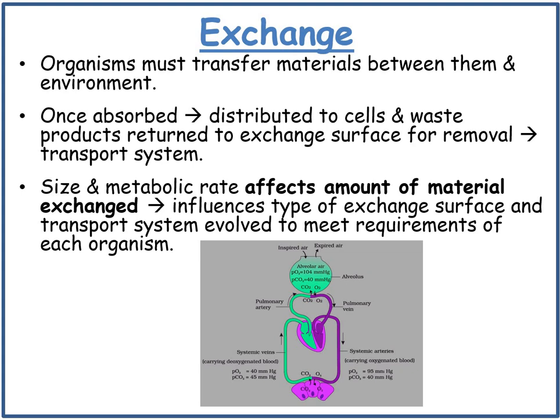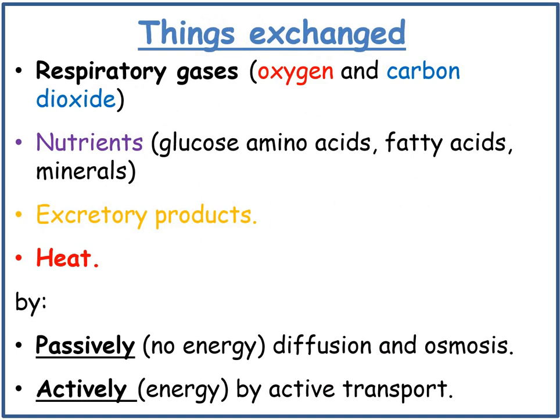So organisms must transfer materials between them and the environment, and once they are absorbed, they must be distributed to the cells, and waste products must be returned to the exchange surface for removal via a transport system. The size and metabolic rate affects the amount of material exchanged and influences the type of exchange surface and transport system evolved to meet the requirements of each organism.